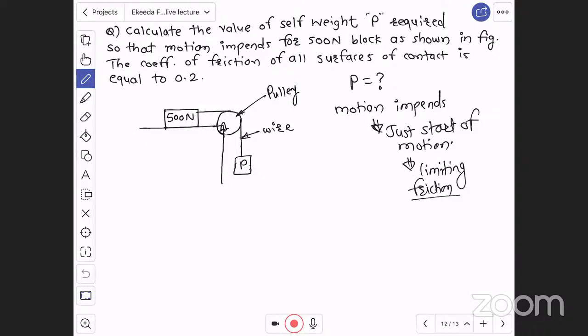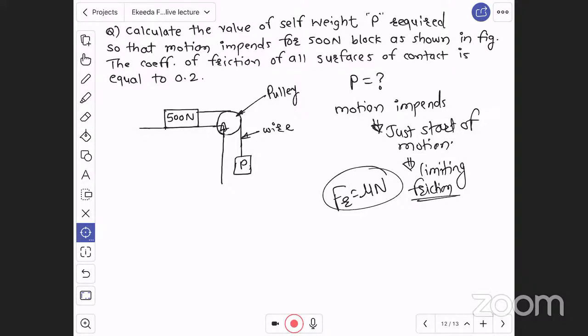Right. Means in this question they have provided you the concept. The concept of limiting friction means friction force. Friction force is equal to mu times normal reaction. This concept you must understand. Right. Now again, let us go to the question.